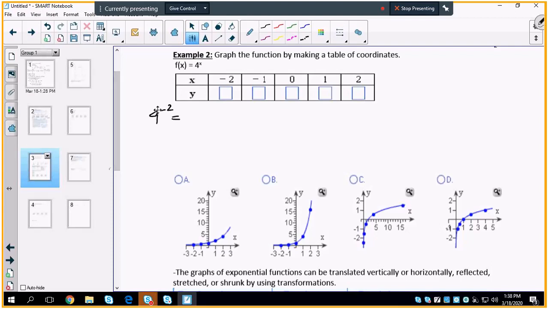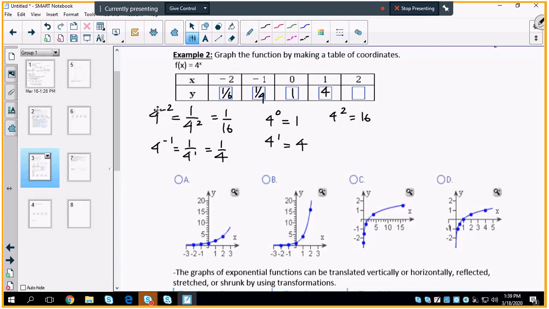Don't forget, that is 1 over 4 squared, which is 1 over 16. If x is equal to -1, I get 4 to the power -1, which is 1 over 4 to the power 1, and that's 1 over 4. When I get 4 to the power 0 for x equal to 0, the answer is 1. 4 to the power 1 is simply 4, and 4 squared is going to be 16. So these are the different x and y values for the function f(x) equal to 4 to the power x.